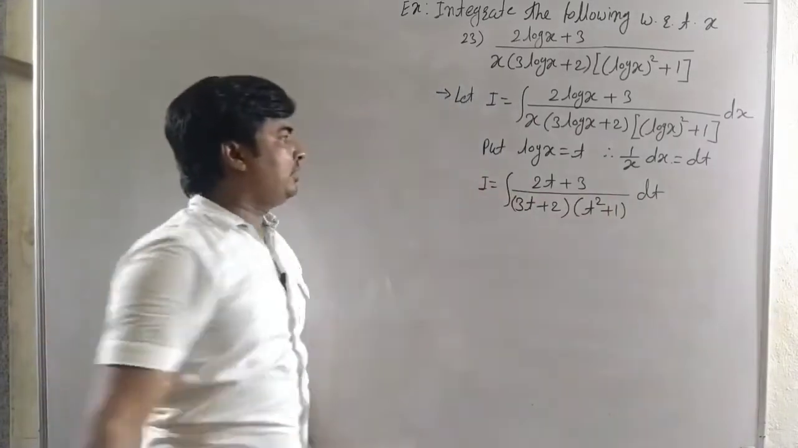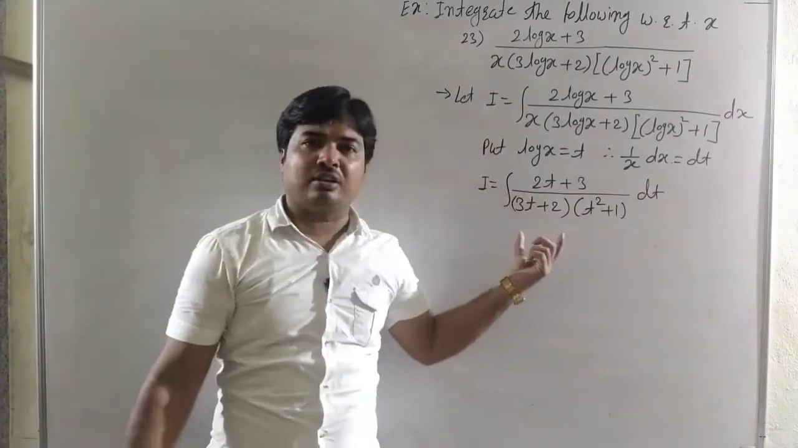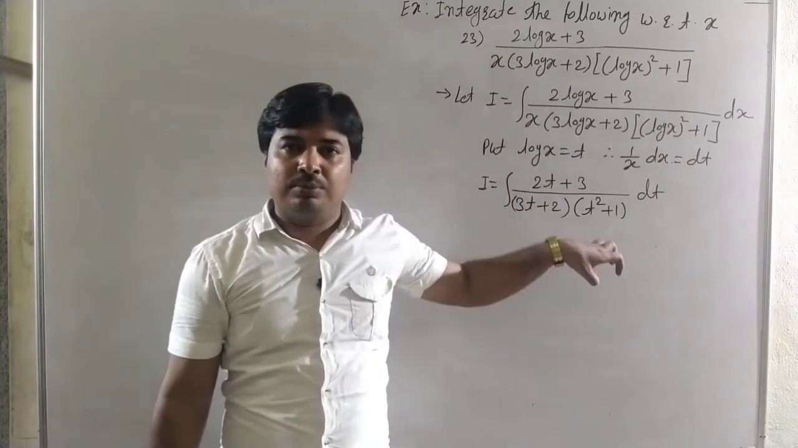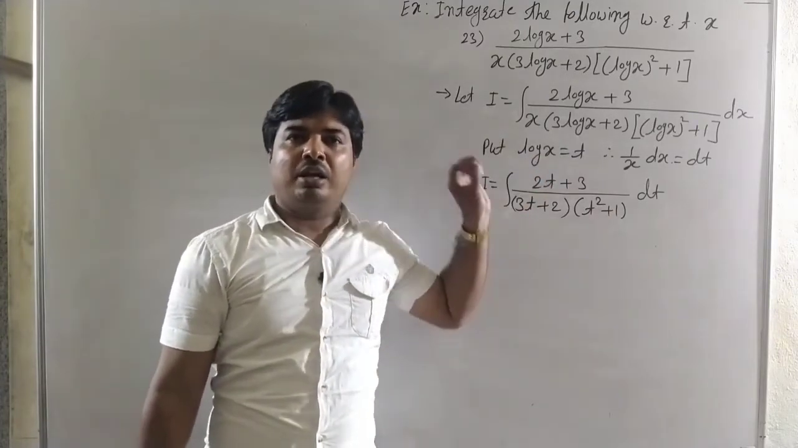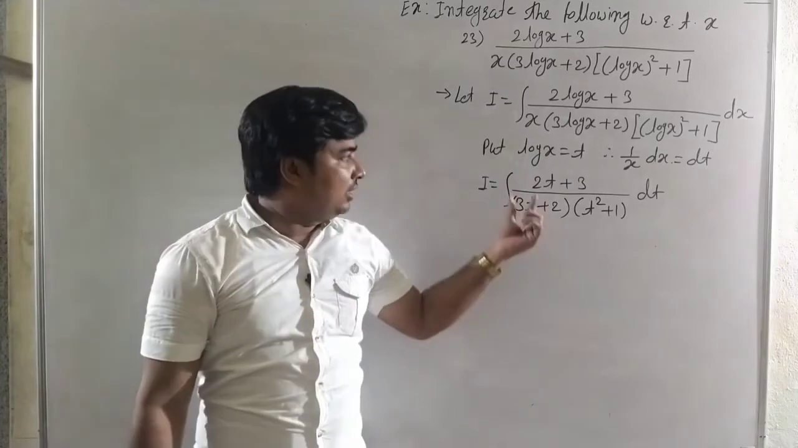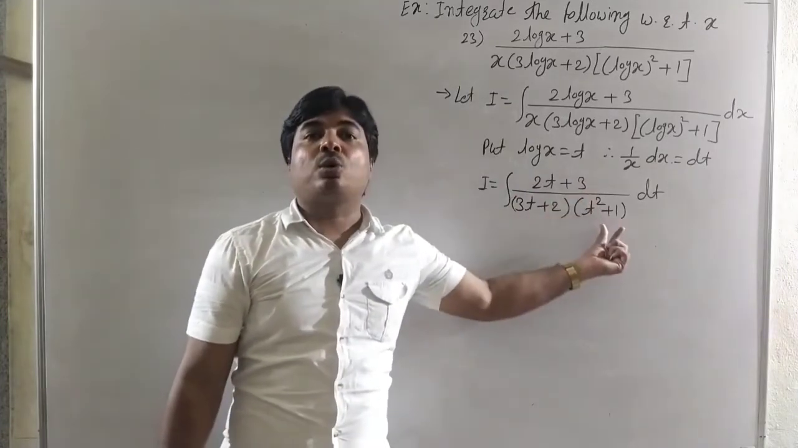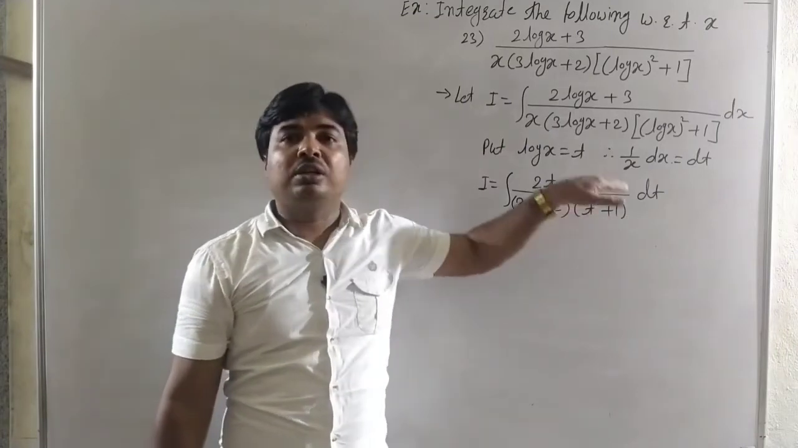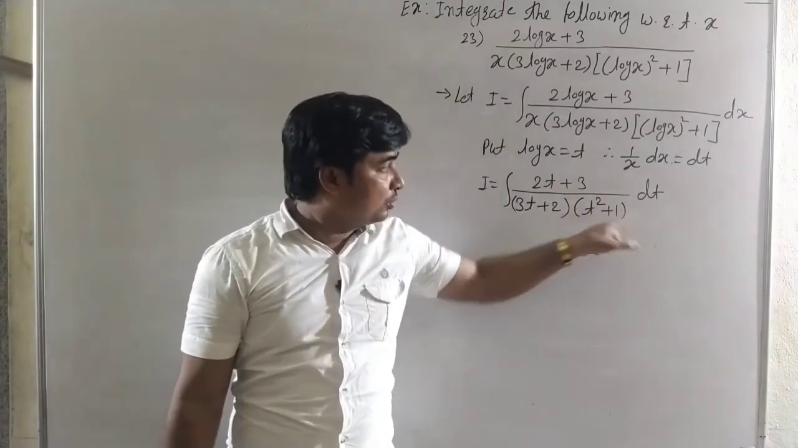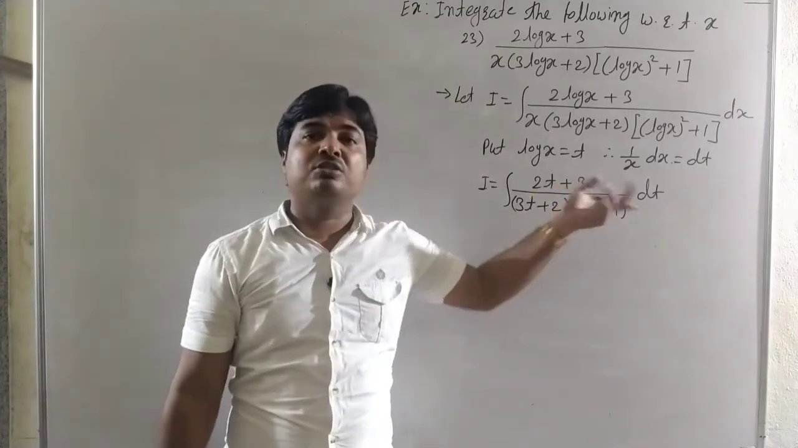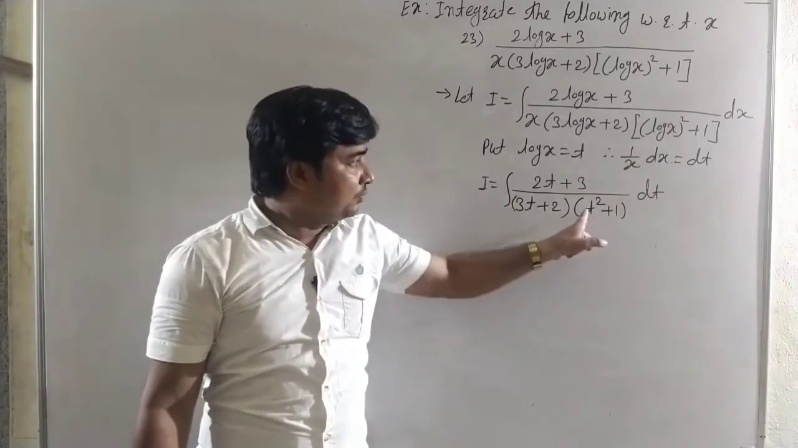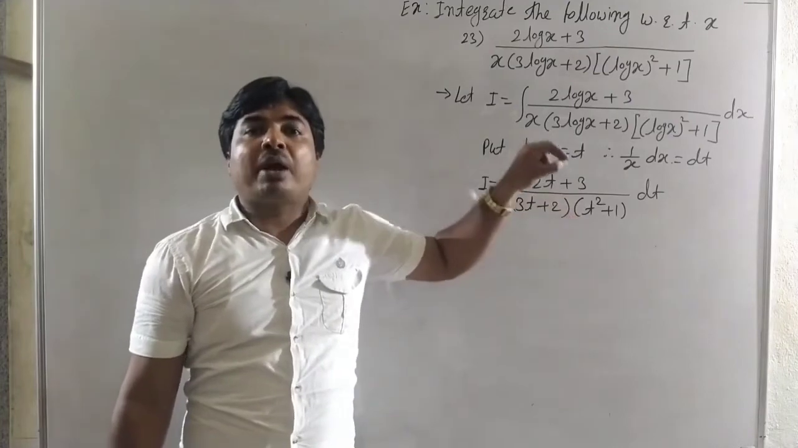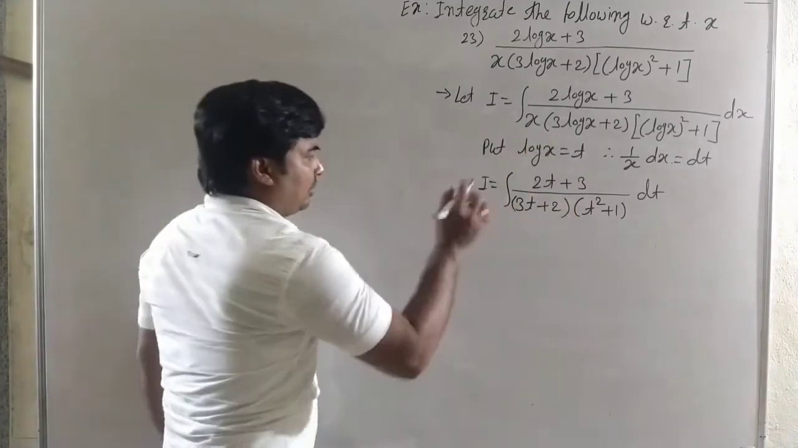After substitution we get this integral, and now this integral is in our type. That means the denominator is expressed as a linear factor times a quadratic factor, and this quadratic factor does not have real roots, that is t square plus 1, meaning t square equals minus 1. This quadratic function cannot be factorized.